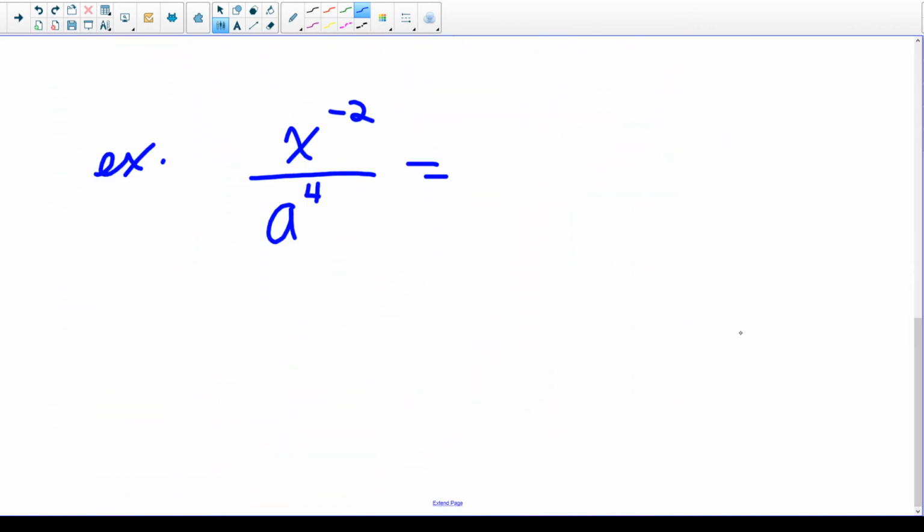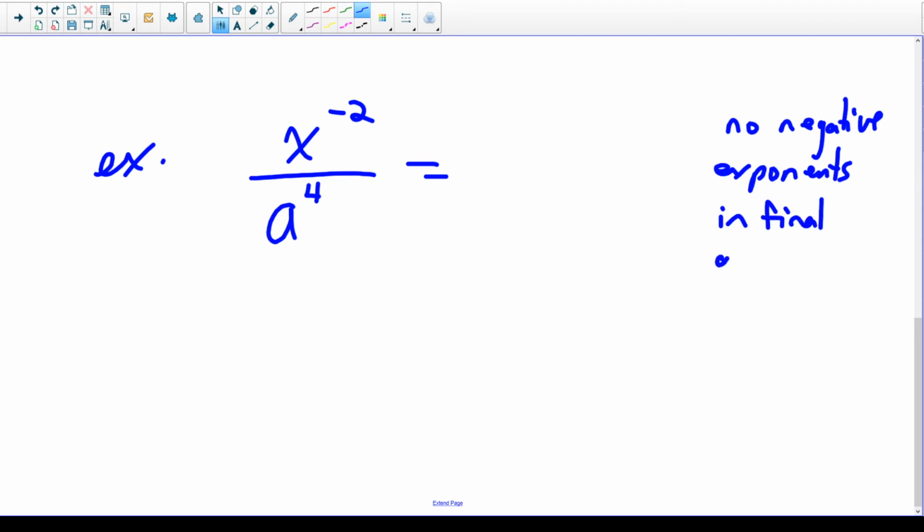All right. So this is not a case where they can actually combine. This is like a final answer. All right. And usually in math, you're not supposed to have a negative exponent in your final answer, okay? So you shouldn't leave an answer with a negative power like that, all right?